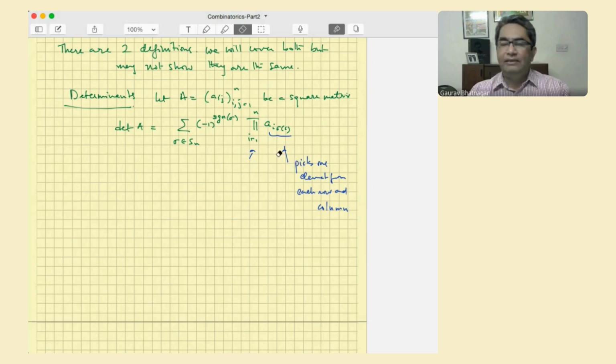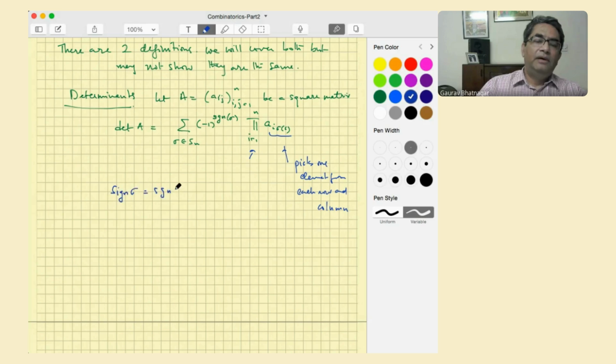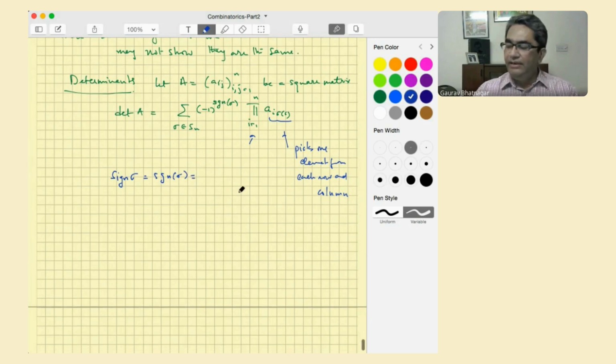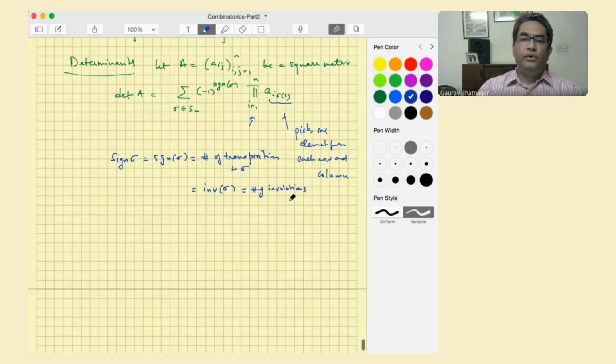And then what is the sign you attach to that term? We had this cofactor, that nonsense. The sign is, we assign the sign of sigma, or sgn of sigma. This can be defined in two ways. It's the number of transpositions in sigma, I'll tell you what that means also. And this is also the number of inversions in sigma. We did inversions earlier.